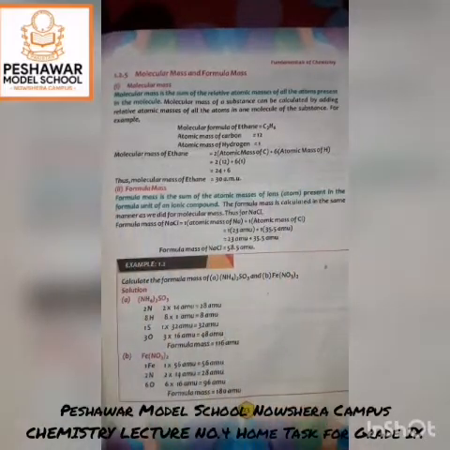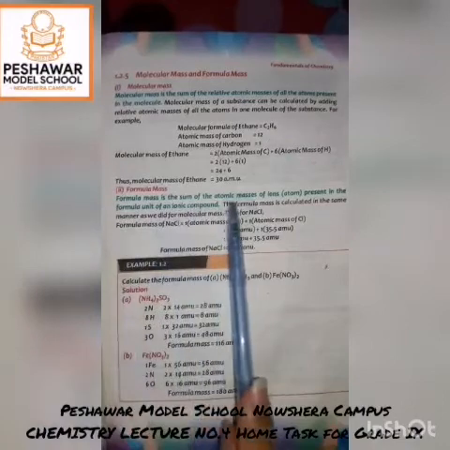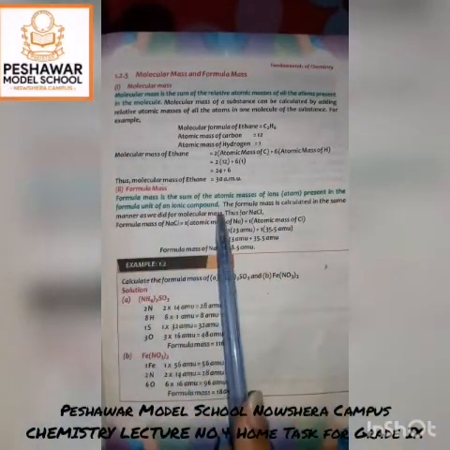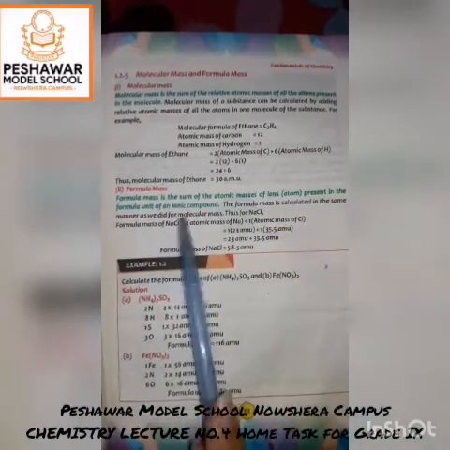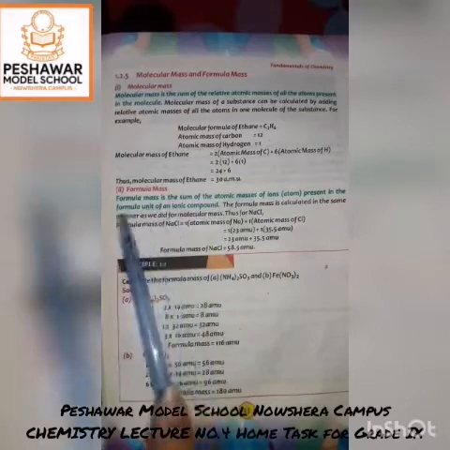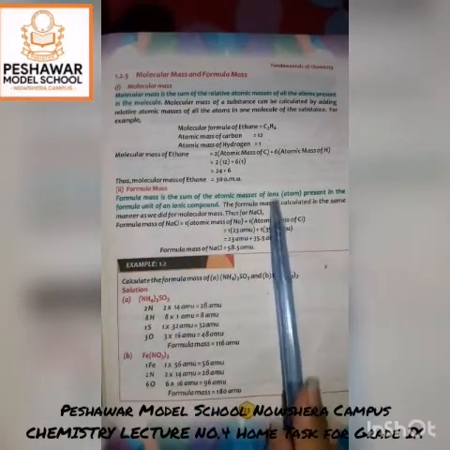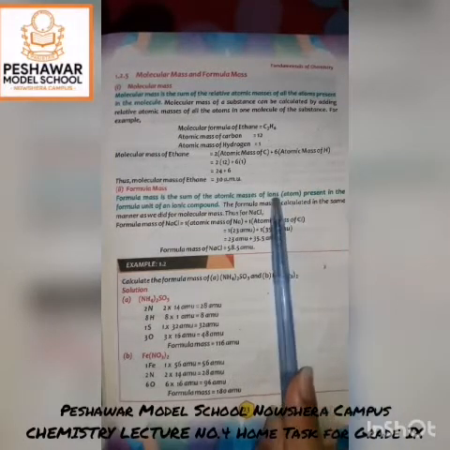Then how do we find out the formula mass? Look at the definition. Formula mass is the sum of the atomic masses of ions present in the formula unit of an ionic compound. When we add the atomic masses of all the atoms present in the formula unit of a compound, we find out the formula mass.